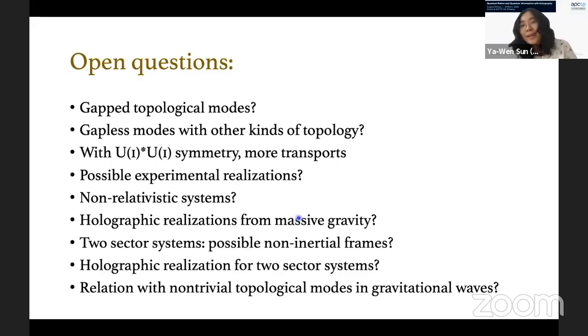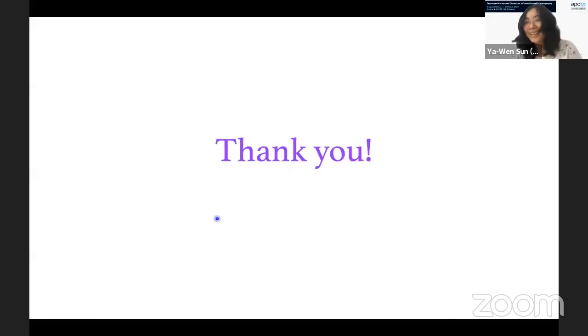Further open questions include whether we could find gapped topological modes or gapless modes with other kinds of topology and more complicated system mode transports, and realize them in experiments, and also for non-relativistic systems. Besides this holographic realization by just performing a coordinate transformation, could we also realize them from massive gravity? And for the generalized systems, could we also find similar physics and a relation to gravitational waves? Thank you. That's the end of my talk.